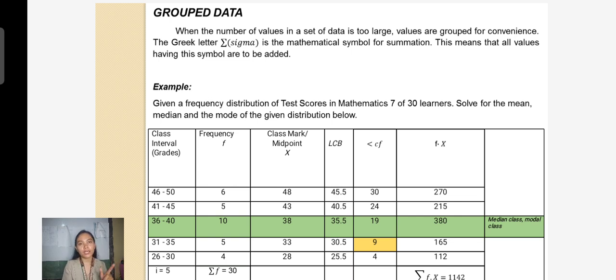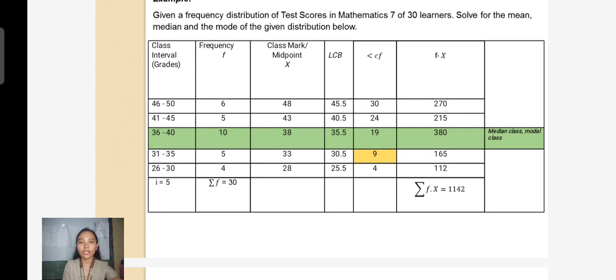Take note of that. Example. Given a frequency distribution of test scores in Mathematics 7 of 30 learners, we are going to solve for the mean, median, and the mode of the given distribution table below. Okay, are you following, or am I going too fast?